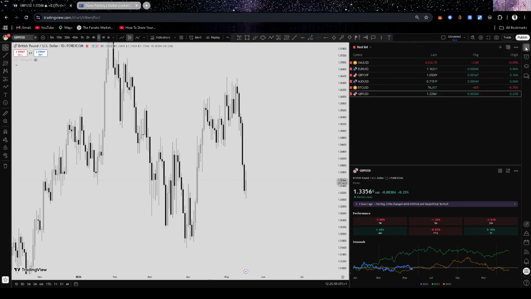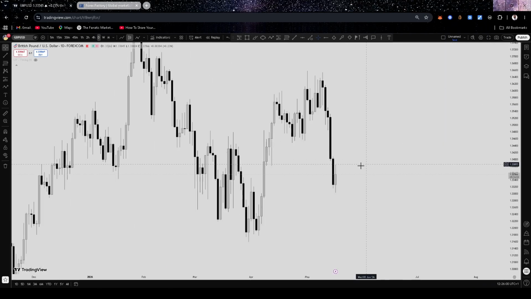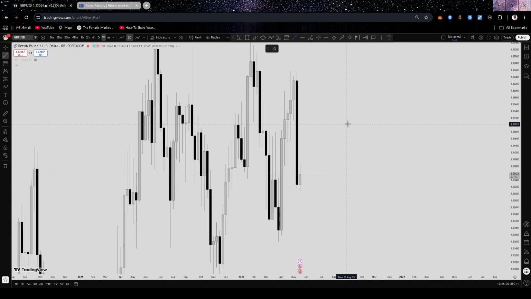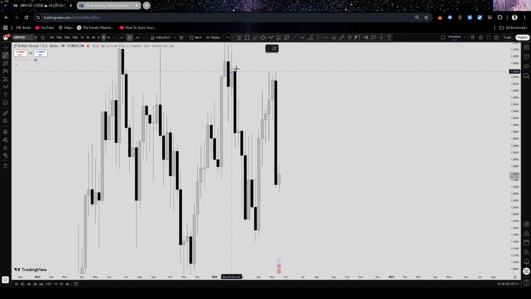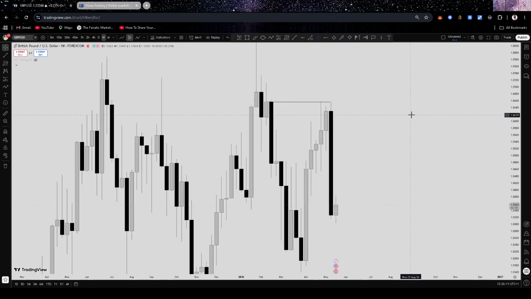GBPUSD, which I am expecting to. This is one of my favorite pairs. Let's go to the weekly time frame. For every week, before I start a week, I always go to the weekly time frame to understand what the weekly time frame is doing before I take actions.